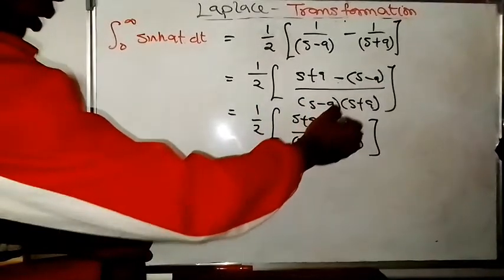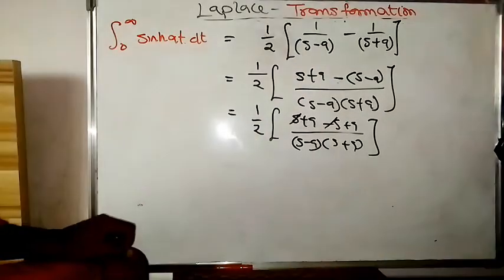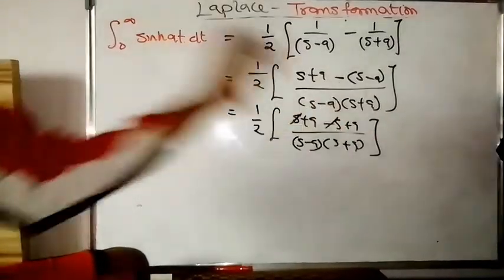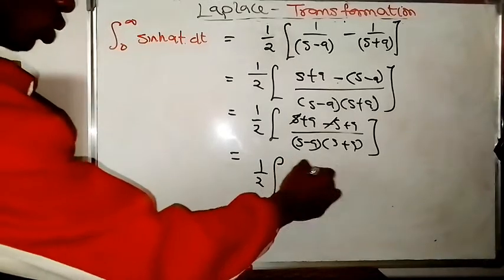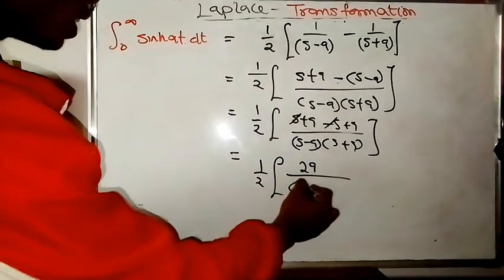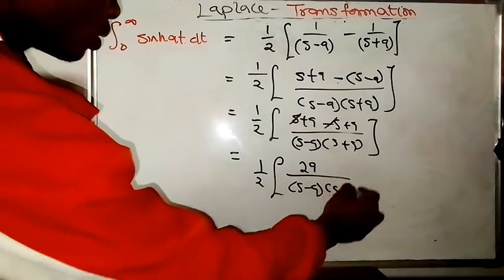So this will cancel this, right? So we are left with just a. So a plus a is 2a, right? So we are having 1 over 2, open bracket, 2a divided by s minus a and s plus a.